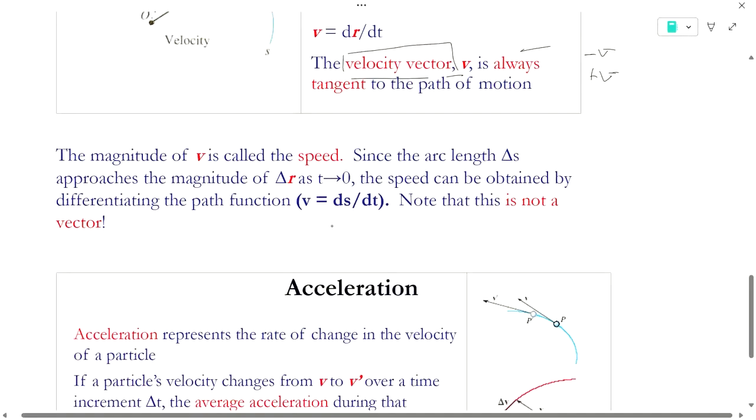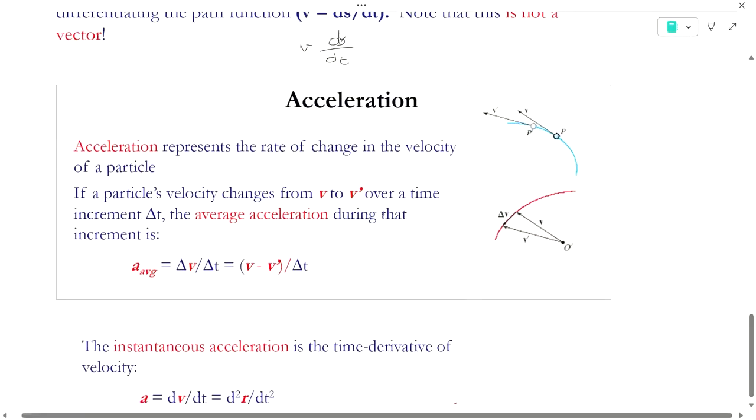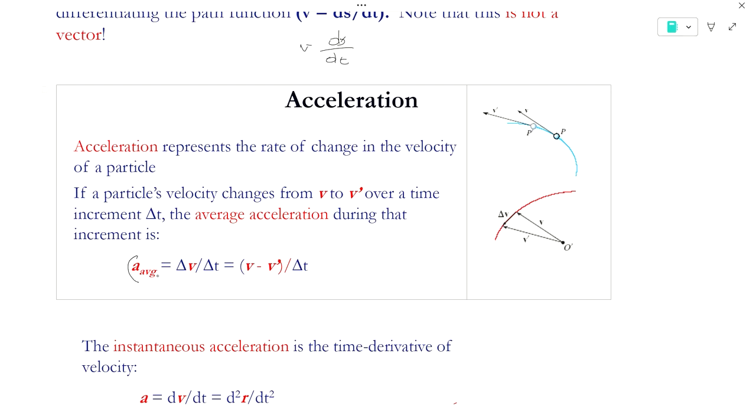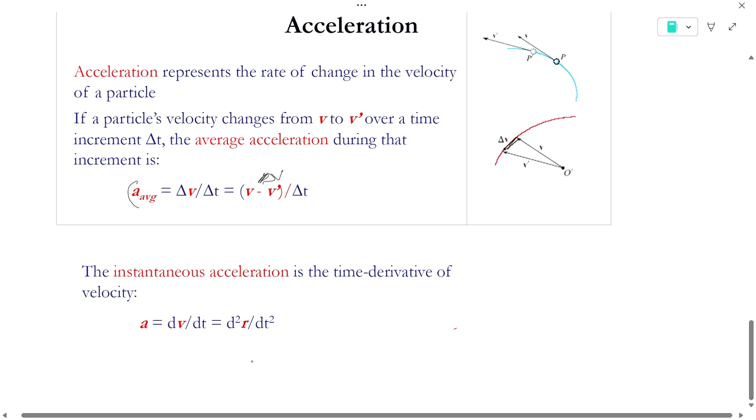Okay? Now, the speed can be obtained by differentiating along the path. So remember, if we have a path, then we do the derivative of that path, which is a function in terms of s, and we get the speed, which is not a vector. Similarly, acceleration represents the change in velocity of a particle. And again, we can have average acceleration just by a change in velocity between 2 points, 2 instants, and the time they took, all right, delta v over delta t. Or we can have the instantaneous acceleration, which is the second derivative of our distance, r.